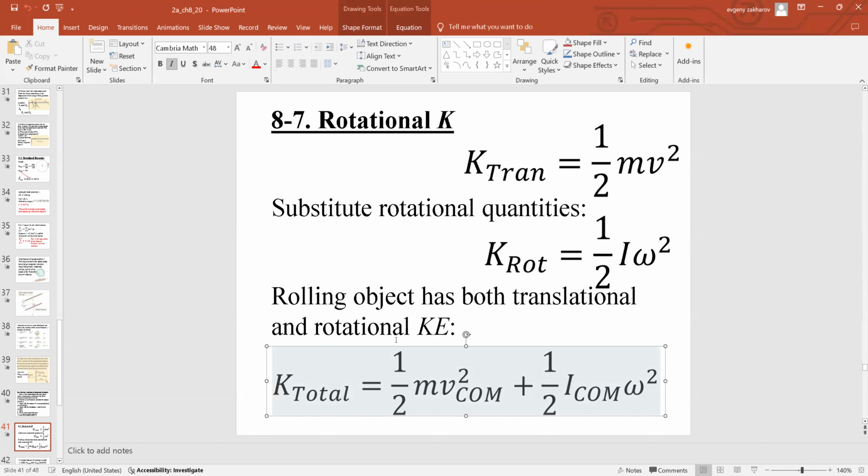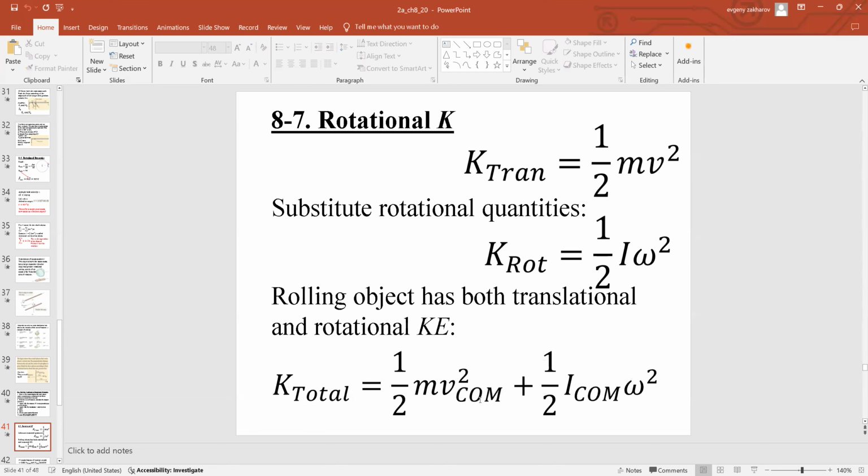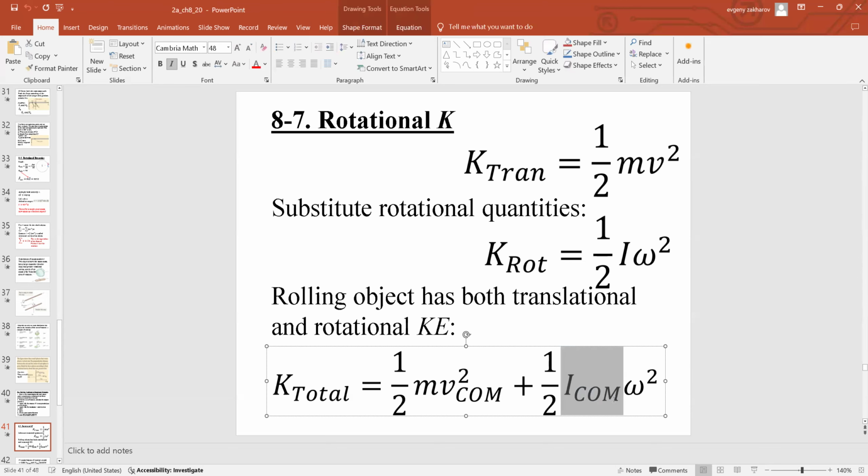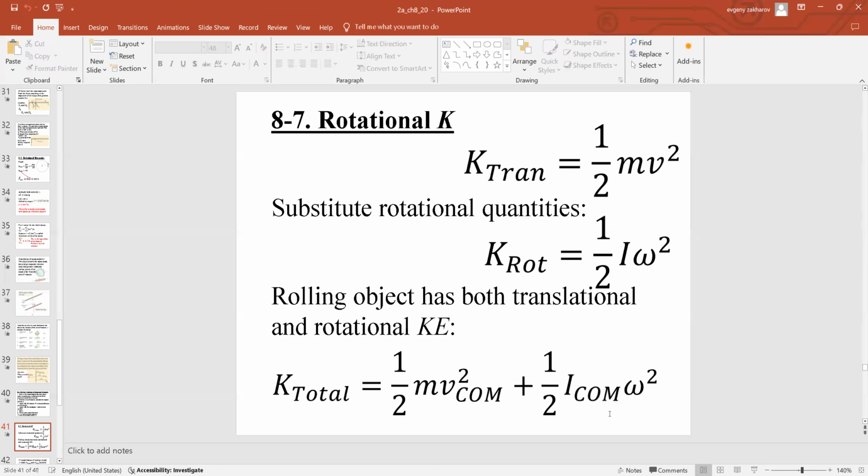So worst case scenario, you have rolling, which means 1/2 mv squared. And see how it says the center of mass. That's one of the important pieces of the puzzle, why you need the center of mass in the first place. And then the center of mass for rotational part. Your bicycle wheel moves forward and it also rotates. And for the total kinetic energy of two types of motion, you have to add those kinetic energies together.